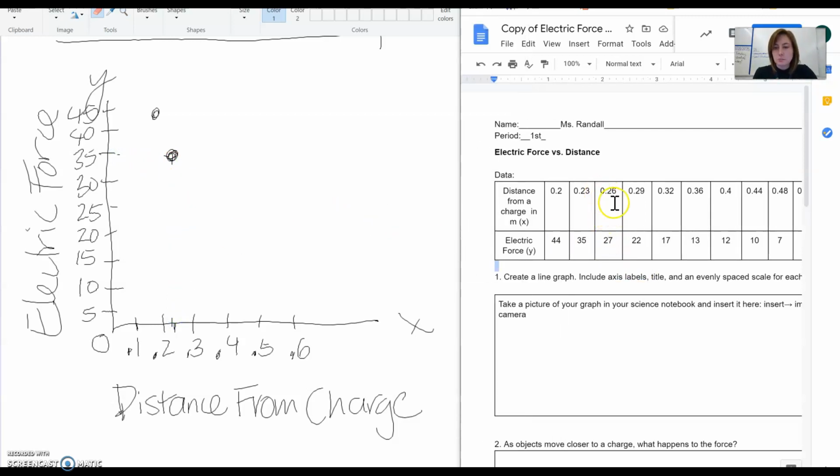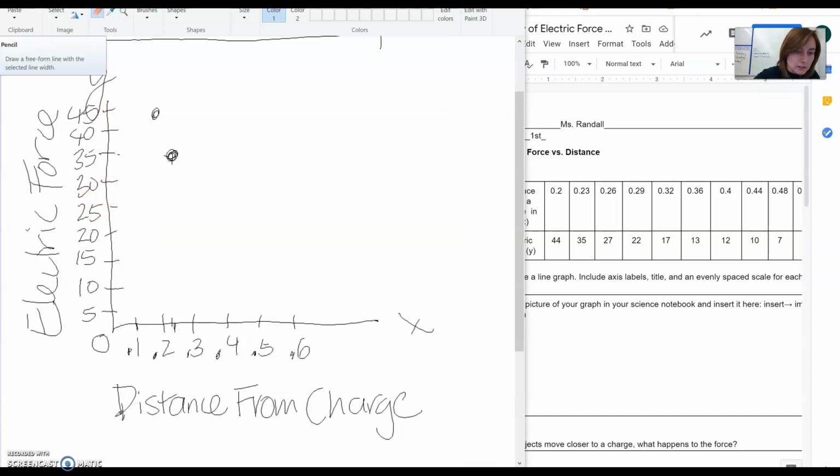So like the next one is 0.26. 0.26 is going to be in between 0.2 and 0.3 as well, right? So 0.26 up to 27, which is like about right there. So I've got 27.26. That's going to be, oops, got to switch to my pencil. Here we go. So 27.26, that's going to be like about there-ish.